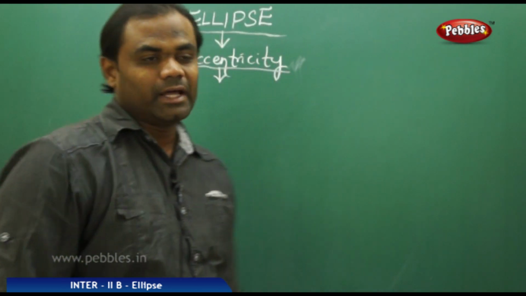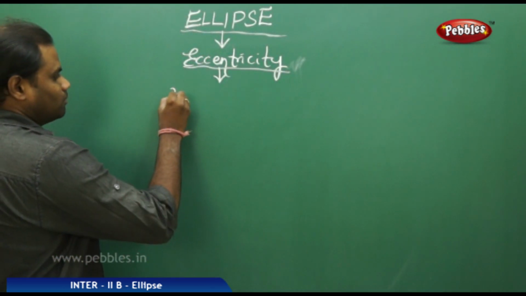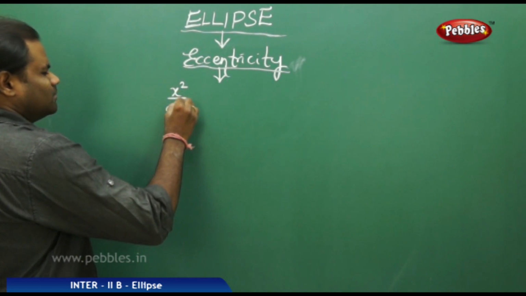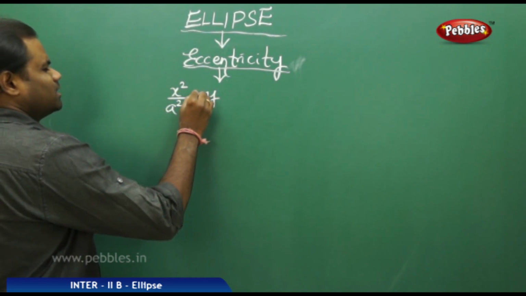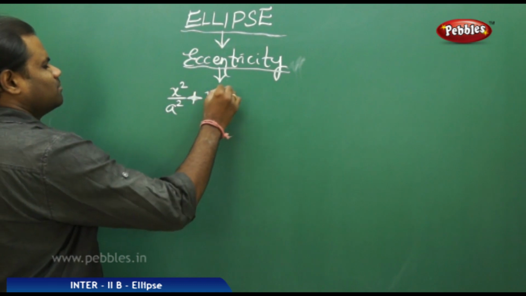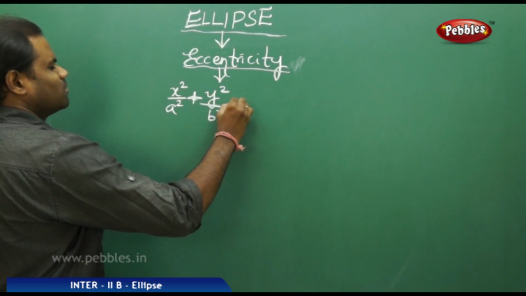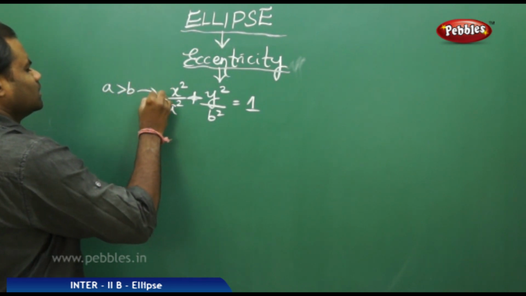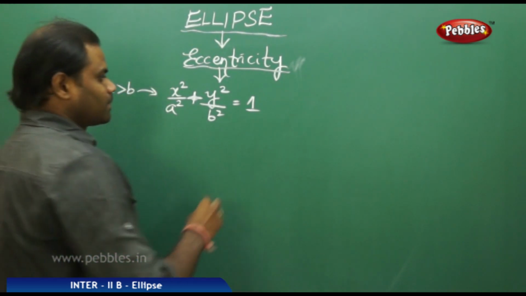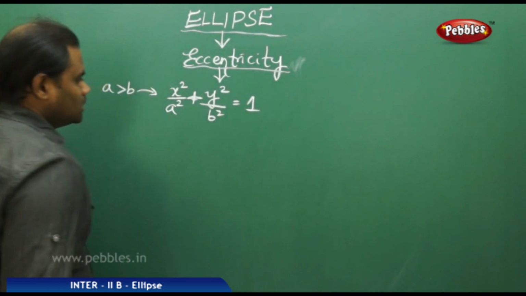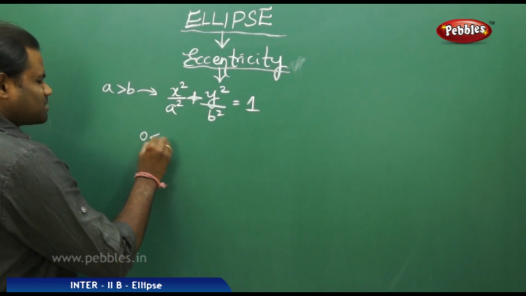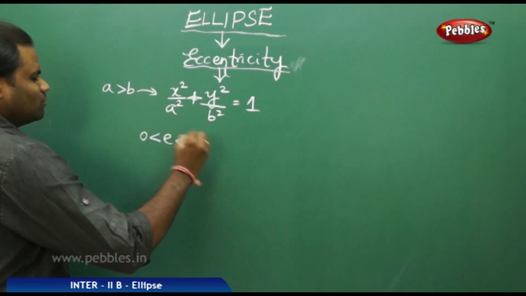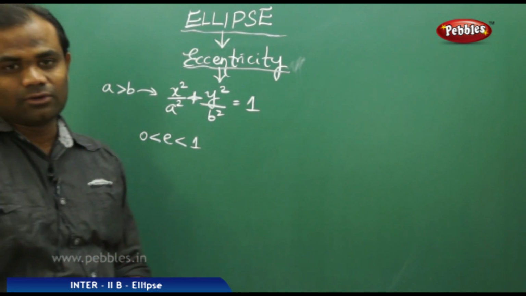The equation of ellipse in standard form is given as x squared by a squared plus y squared by b squared equal to 1 for a greater than b. And for this, we know that the eccentricity lies between 0 and 1 for the ellipse. Let's see what is the value of eccentricity.